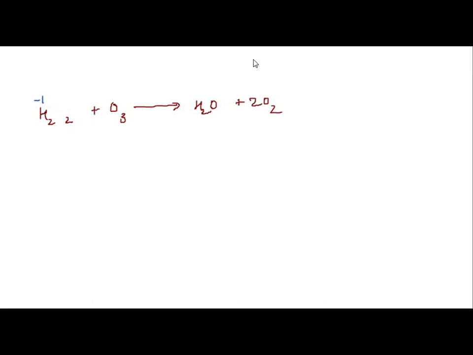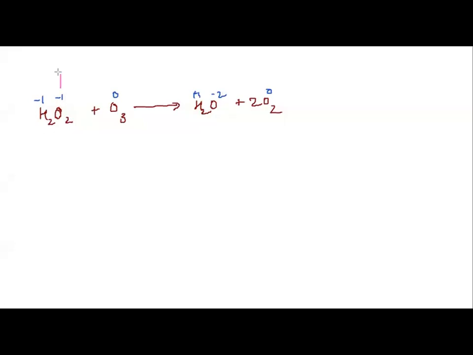Because in peroxide only, the oxygen will have what charge? It will have minus 1 charge. Ozone is 0. Okay. Further, what is happening? Here it is plus 1, here it is minus 2, and here it is 0. Is that right? So let us see what is happening here.